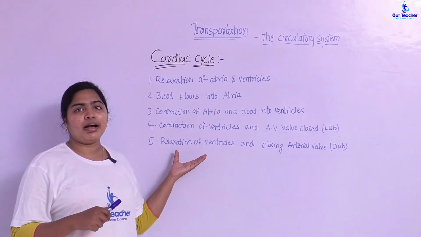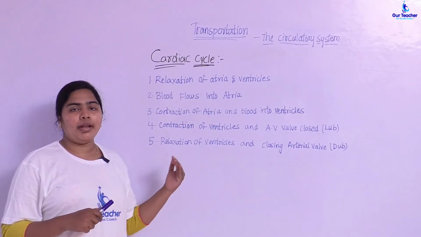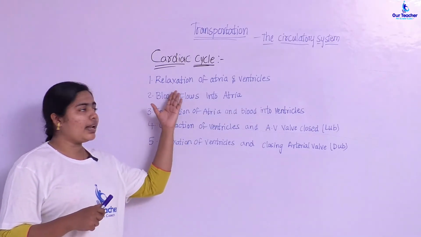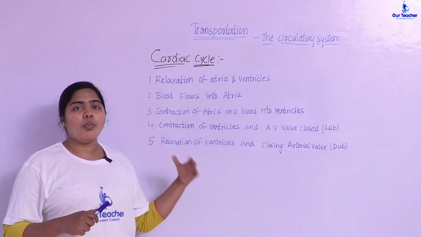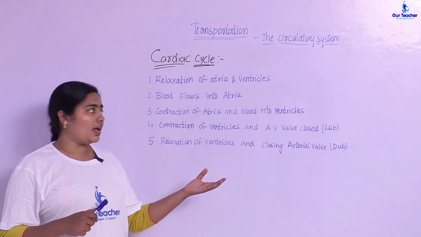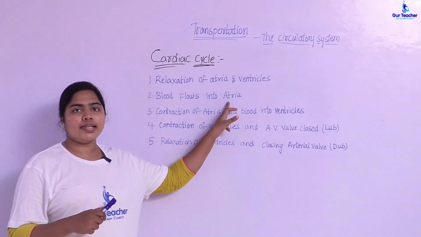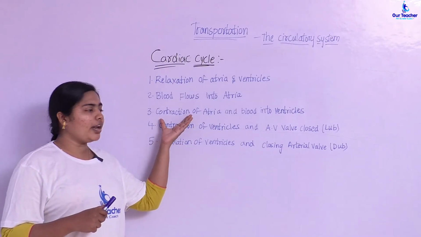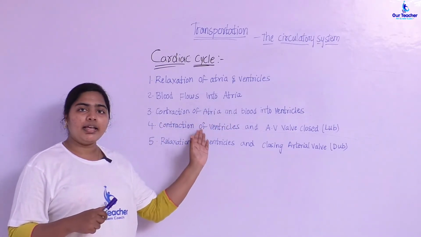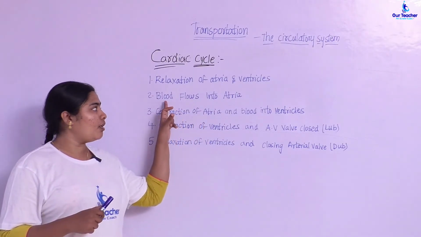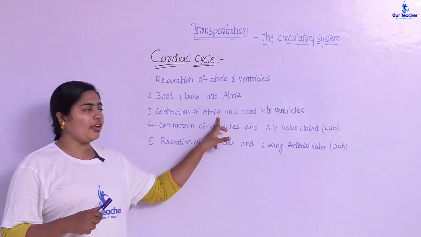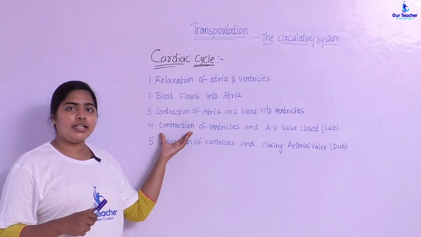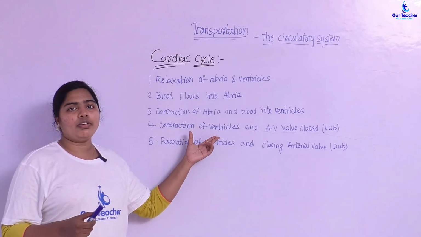In the circulatory system, the cardiac cycle is the main process of transporting blood to different parts. In the cardiac cycle, there are several steps. The first step is the relaxation of atria and ventricles. While the relaxation of atria and ventricles is done, blood flows into the atria, which is the second step. Then the atria contract and the blood enters into the ventricles. First blood flows into the atria, the atria contract, blood flows into the ventricles, and then the ventricles contract, and here the AV valve is closed.